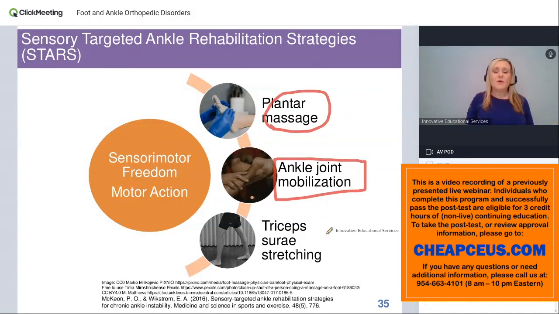And then our basic triceps surae stretching for the individuals, 2 sets of stretches held for 30 seconds in standing. Combining all of these interventions together with the other components of rehab, they felt that these targeted interventions help to tune in that sensory motor system in order to have better rehab outcomes for these patients.